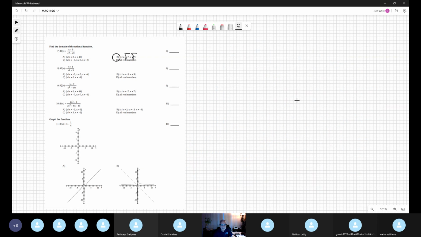Okay, number 8. How? Number 8 is G, no? G, capital G, yeah, capital G of x equals x plus 4 over x squared plus 9. And remember, the only participation in this is the denominator. The numerator is completely irrelevant. It's not important to define the restrictions.